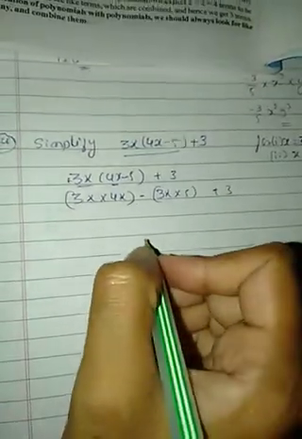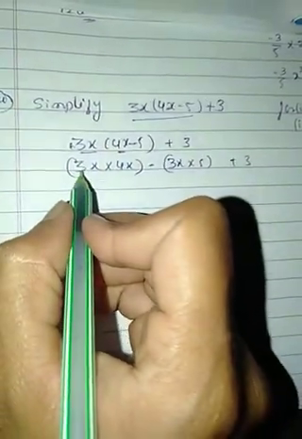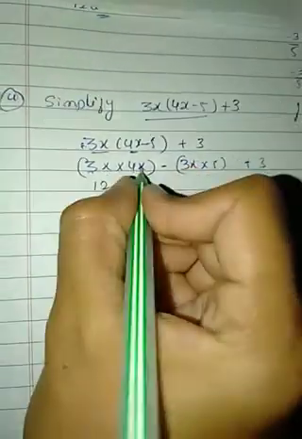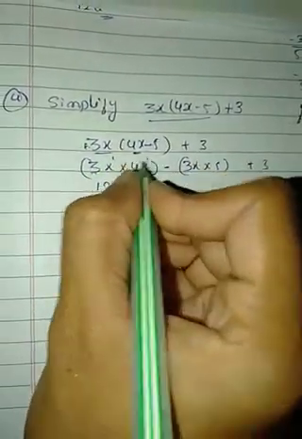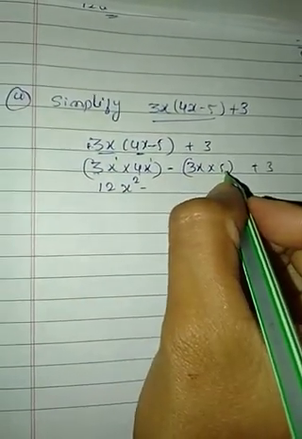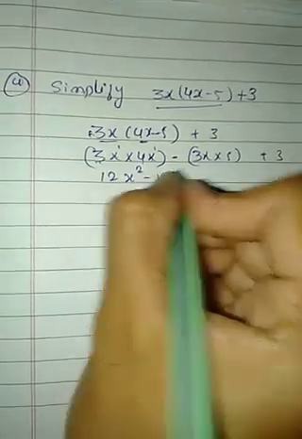So write 3 as it is. First multiply the numbers, that is 3 into 4 is 12. Here the bases are same, powers are added. So x into x we get x square. So here multiply first the numbers, 5 3s are 15.